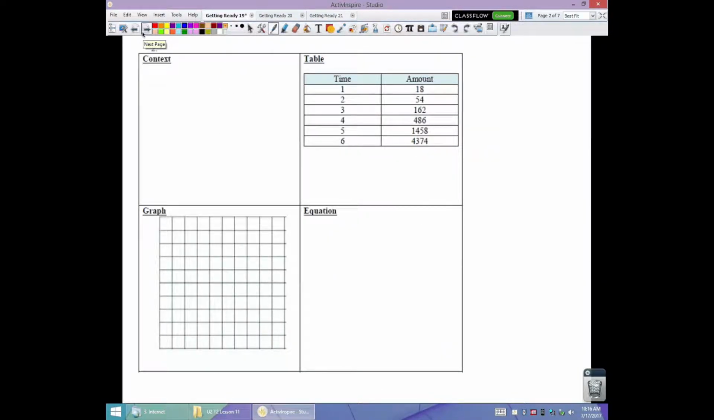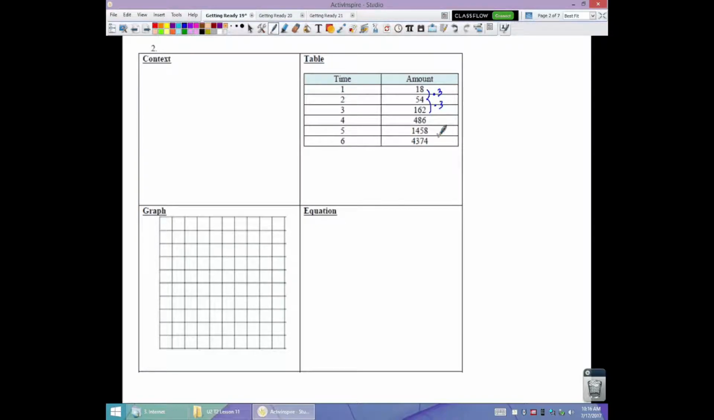Number 2, this time we're given the table and no context. So let's kind of see what's going on in this table before we try to make up a scenario that would fit it. So when my time is 1, whether that's 1 minute, 1 second, 1 year, we don't know, but time is 1, we start with 18 of something. As time goes up by 1, what happens to the amount? Well, it tripled. 18 times 3 is 54. 54 times 3 is 162.